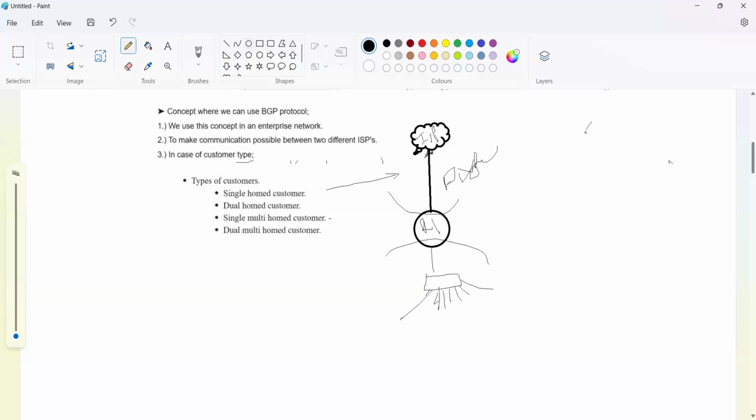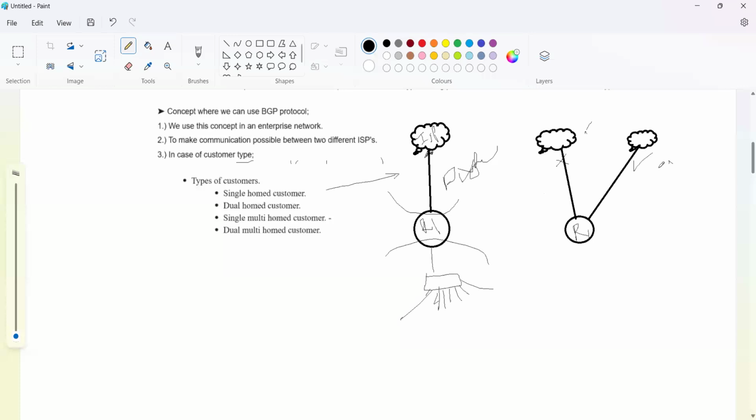What about dual homed customer? We have redundancy routers. You can assume we have two ISPs, and the ISPs are connected likewise. It's a dual homed customer. That one is single homed, and this one is a dual homed customer. In R1 we have a redundancy path. If one link goes down, then we have a redundant link. This is a dual homed customer.